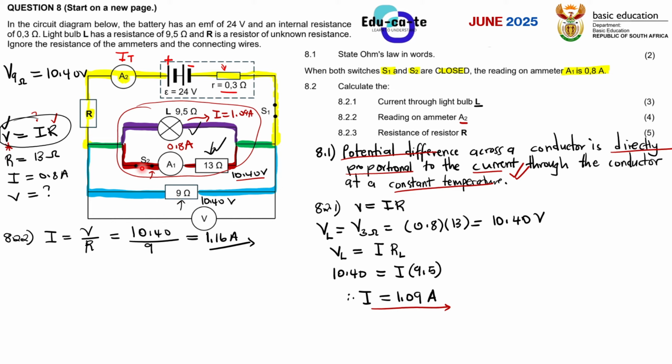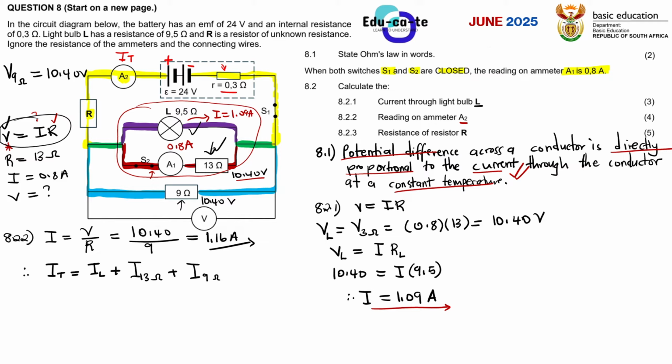And this total here is this 1.09 plus this 0.8. So when we add all of these three currents, that will give us the total yellow current, the one that we had at first. So basically, in 8.2.2, to find the total current, I total, I have to add the current through the light bulb L to the current through the 13 ohms resistor, and I add this to the current through the 9 ohms resistor.